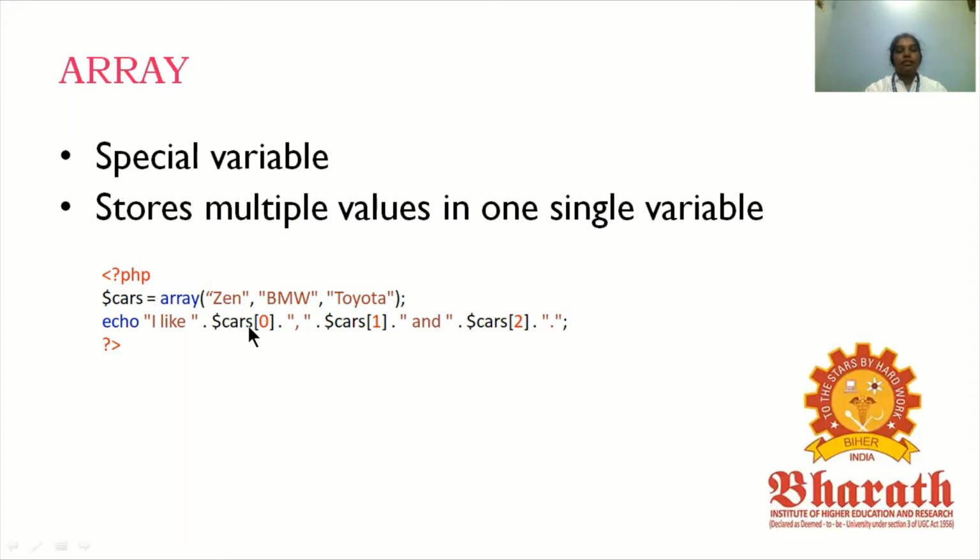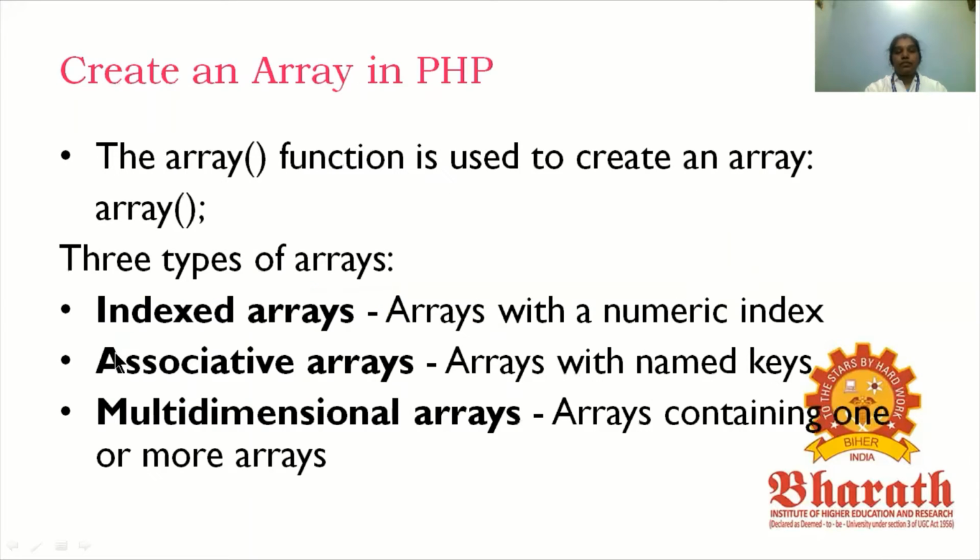See the array elements. $cars[0] stores Zen, $cars[1] stores BMW, and $cars[2] stores Toyota. So totally three elements in an array, and the array variable is $cars. The echo statement displays all the values. In this example, the dot operator is used to concatenate all the elements, and the question mark greater than symbol indicates the end of the PHP script.